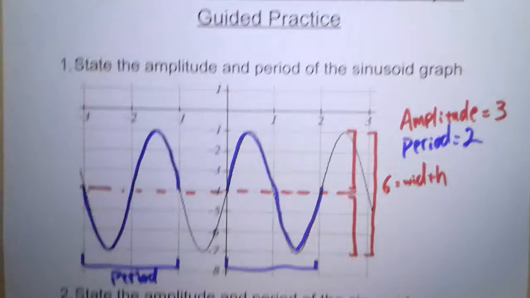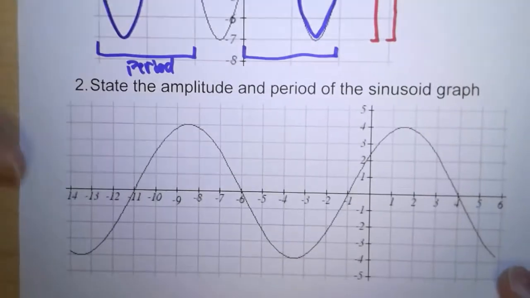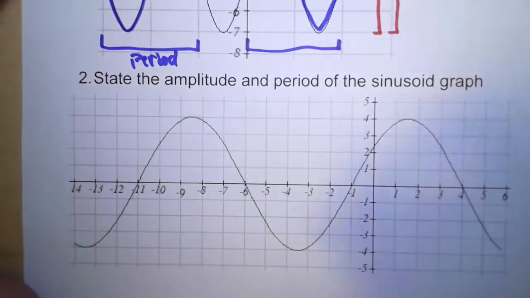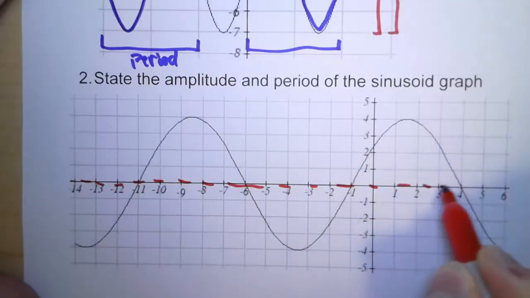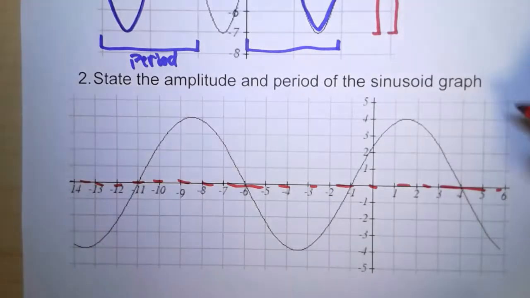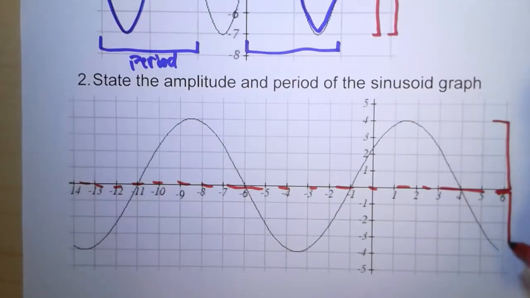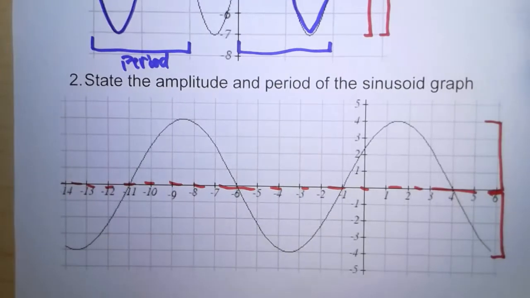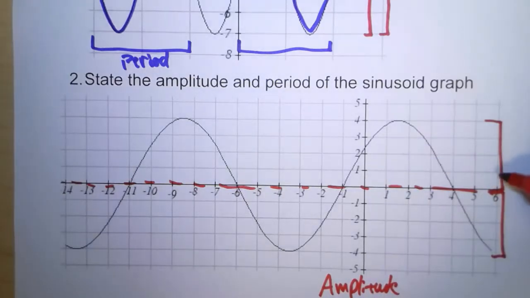So looking down at this second one, we ask, all right, where's the middle? Well, the middle seems to be right there. So the amplitude is from the top to the middle, and from the middle to the bottom. And so the amplitude has a length of, let's count it, 1, 2, 3, 4.